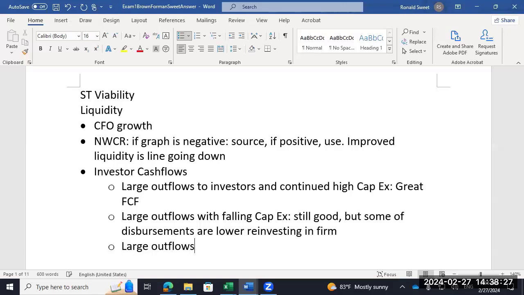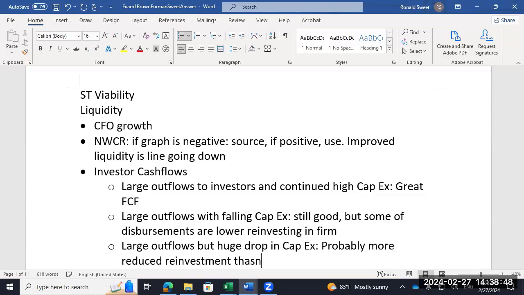Large outflows, but huge drop in CapEx. Probably more reduced reinvestment in free cash flow. You look at, wow, they're sending a lot of money to their stockholders. Oh, wait a minute. They just stopped reinvesting in the firm. They've run out of ideas. They're producing good cash flows, but it's not as strong as the disbursements look. They just cut back on the firm.